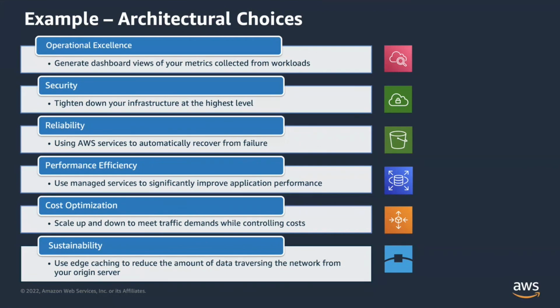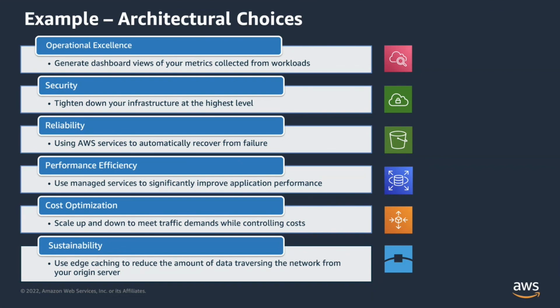And then cost optimization, so scaling up and down to meet traffic demands while controlling costs. The example I gave over here is AWS Auto Scaling, which was shown a few slides ago. You can use this to scale your instances up and down to meet traffic demands, but at the same time control costs, because they won't be available all the time. If you're not at your peak demand, you don't need that many instances running, and you can control costs that way. And then sustainability.